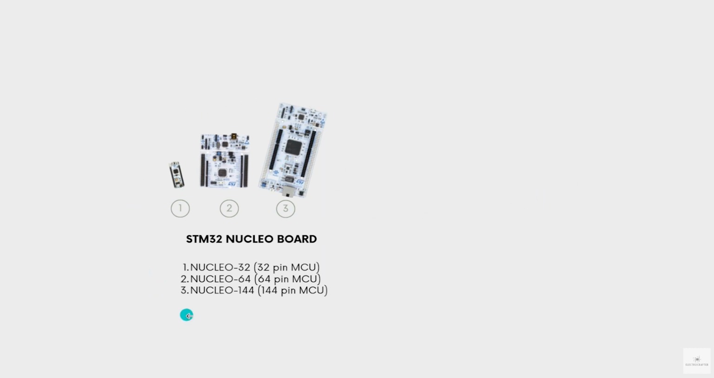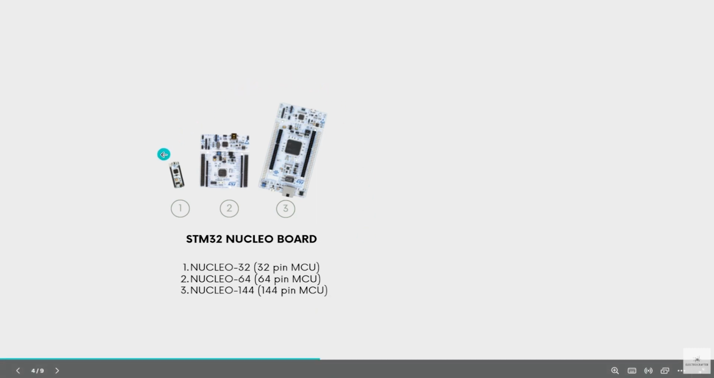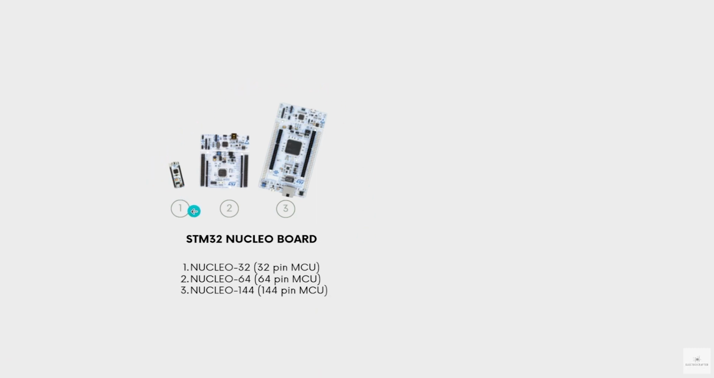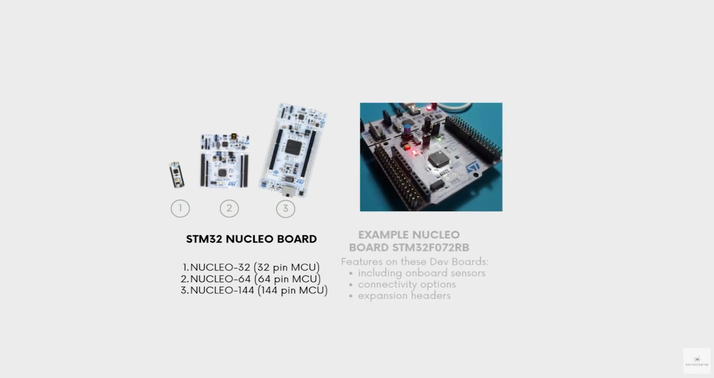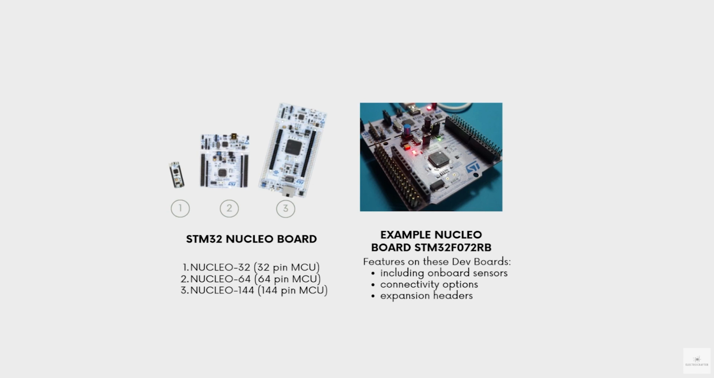As you can see, they have several types, including 32-pin MCU, 64-pin MCU, and 144-pin MCU. And this is our Nucleo Board, STM32F072RB. The Nucleo Board comes with a range of features, including onboard sensors, connectivity options, and expansion headers.